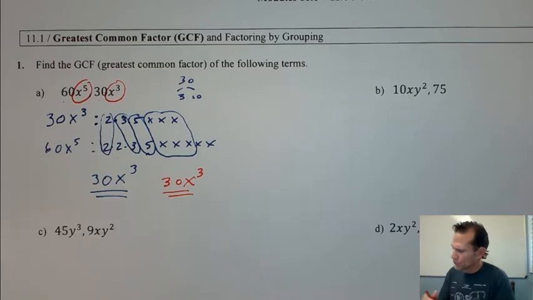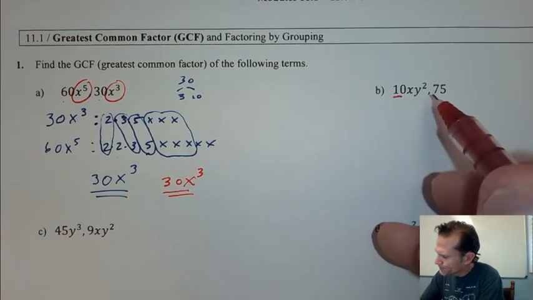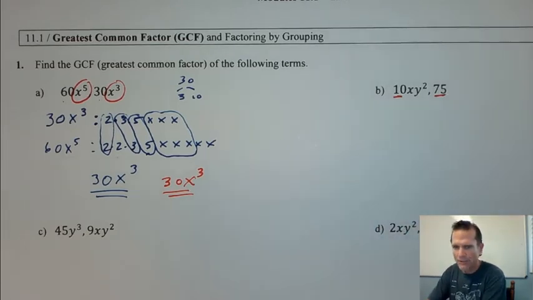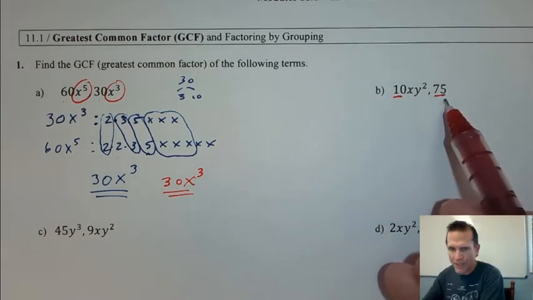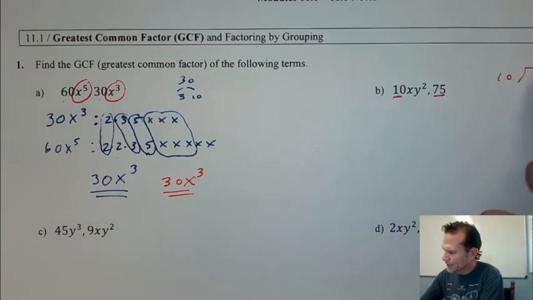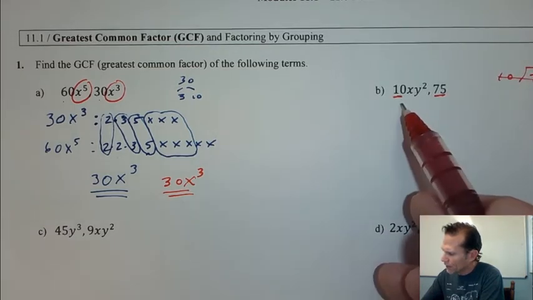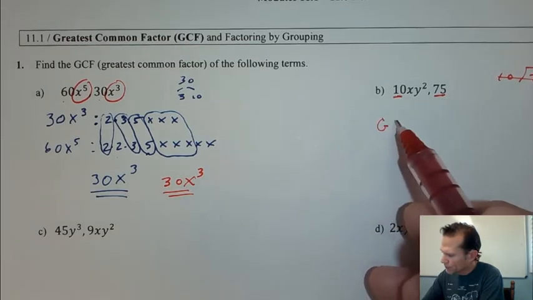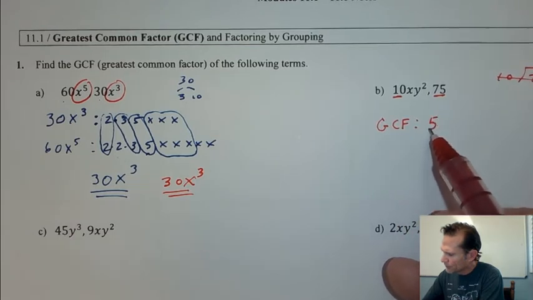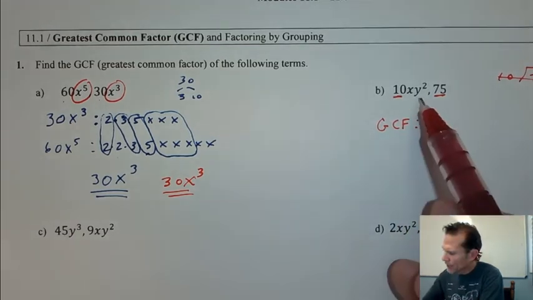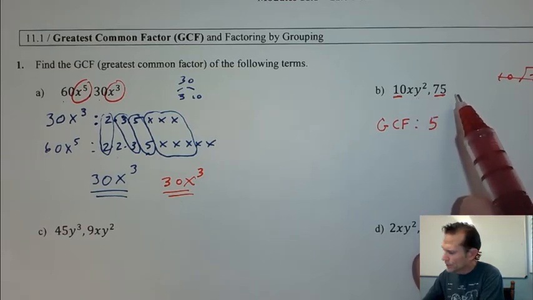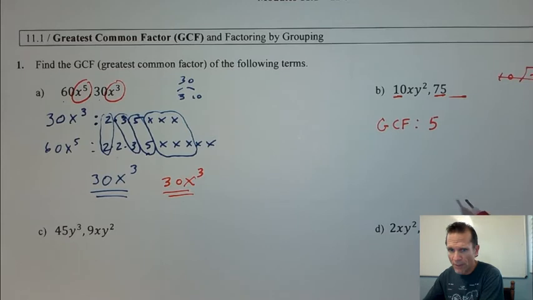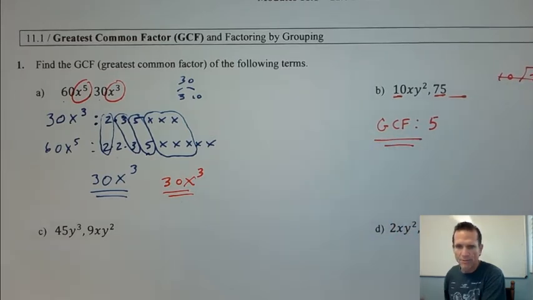So what I first do is I look at the 10 here and the 75, and I think, okay, what's the biggest number that will divide into 10 and 75? Well, 10 doesn't divide into 75 without a remainder. It's going to have a remainder of 5, so 10 doesn't work. Well, 5 will divide into both of these, so I know the GCF, or at least part of the GCF, is 5. Then I look for common variables. Well, this one doesn't have any variables, so there's no common variable, so the GCF just ends up being 5.